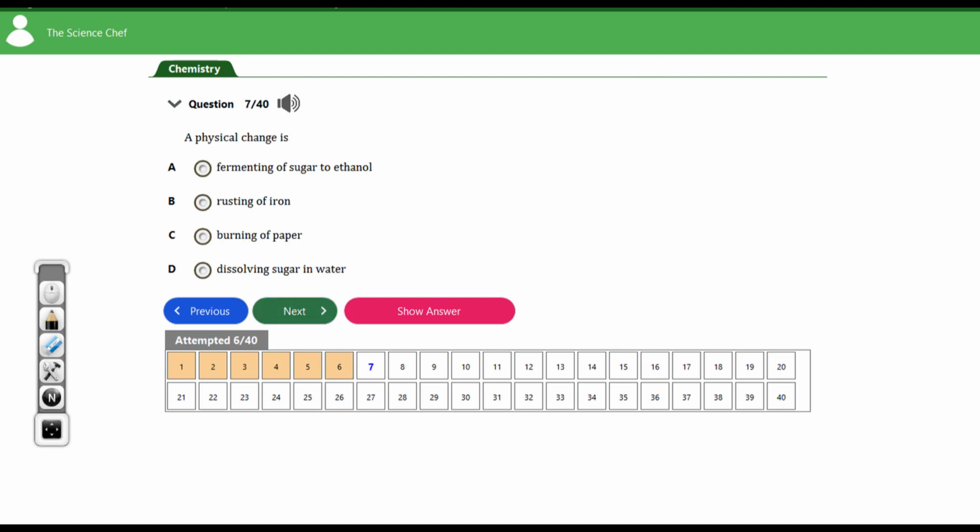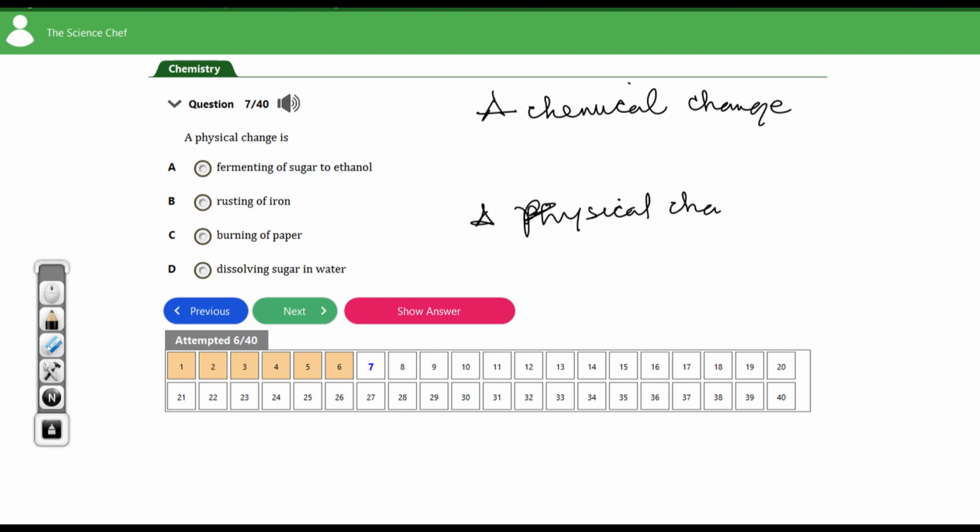Question 7. A physical change is A. Fermenting of sugar to ethanol, B. Roasting of iron, C. Burning of paper, D. Dissolving sugar in water. What is a physical change? We have two types of changes in chemistry: a chemical change and a physical change. Now, what are the major differences?